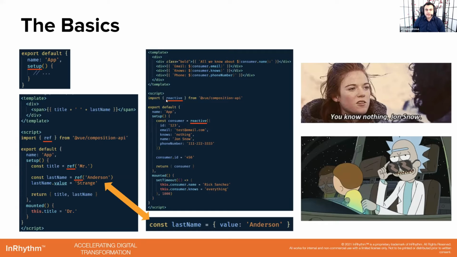Another thing I'll mention real quick is that you'll be doing all the imports for the composition API specific things from the plugin. In Vue 3, it's built in, so you don't need to import it. But in Vue 2, you will.